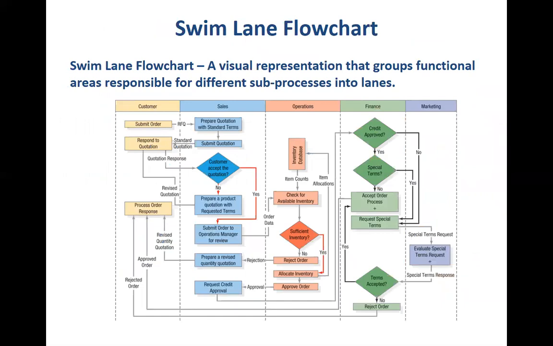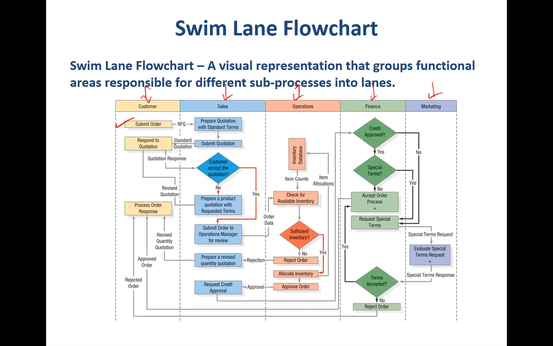Now, this is an example of a flowchart. We call it a swim lane flowchart. Essentially, it creates a visual representation by grouping functional areas that are responsible for various sub-processes in a lane. So we have different lanes. One of the lanes is the customer. We have sales, operations, finance, and marketing. And this is an example of order processing. There's an order which has been placed by this customer. The customer has submitted this order, and we see how the acceptance process works within a company.